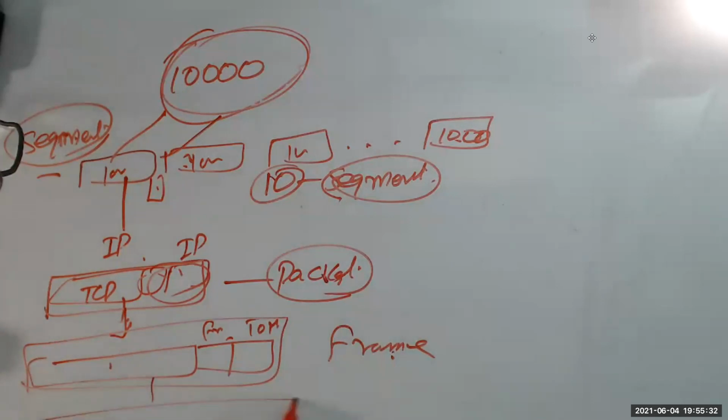Then when you give it to the bottom, the physical layer, it adds the preamble and SFD. This is called bits, because this guy does not know anything. He does not understand anything. For him, everything is ones and zeros. That's why we call them bits. So these four are the very, very essential things of networking.